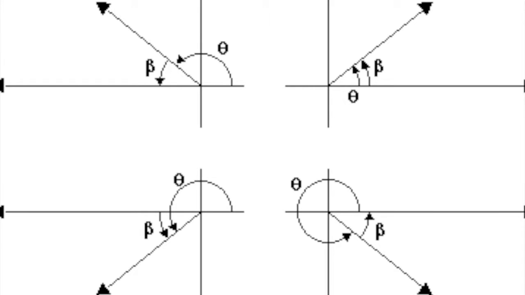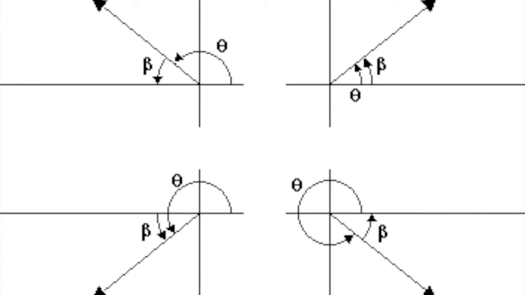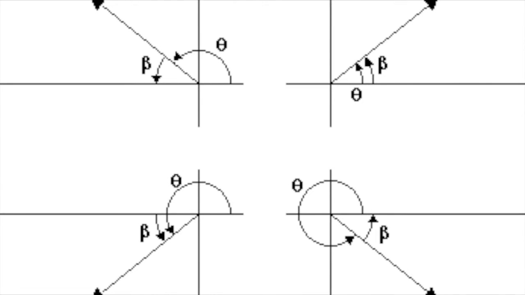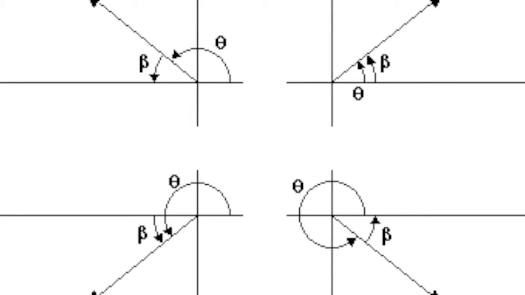180 degrees. Looking at the bottom left image, you can see that the terminal side of theta falls in the third quadrant. Theta prime is the angle that is formed by the terminal side of theta and the horizontal x-axis. You can also find the measurement of theta prime when the terminal side of theta falls in the third quadrant by subtracting 180 degrees from the measurement of theta.